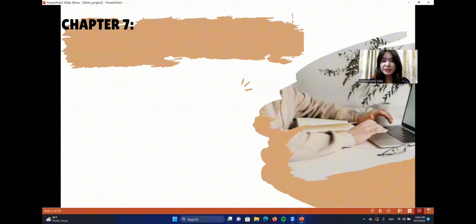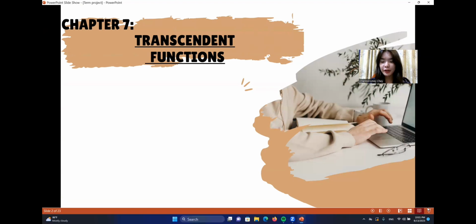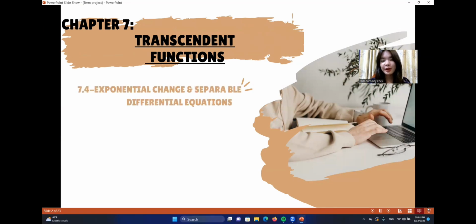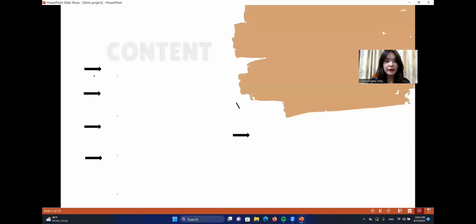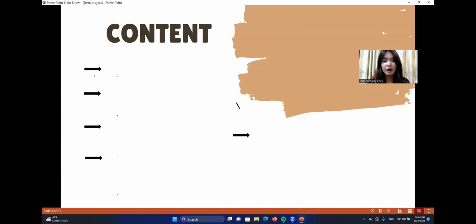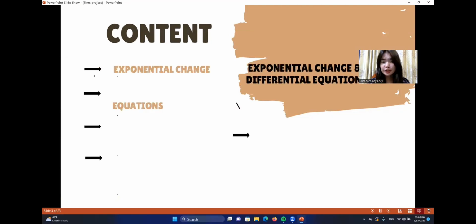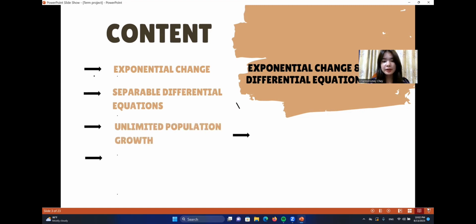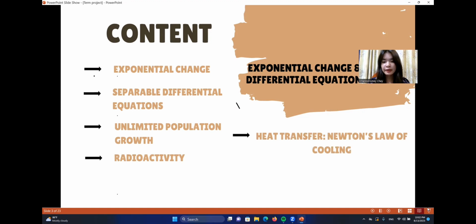I'm presenting a part of chapter 7, transcendental functions, section 7.4, exponential change and separable differential equations. And our content today is exponential change, separable differential equations, unlimited population growth, radioactivity, and the last one is heat transfer, Newton's law of cooling.